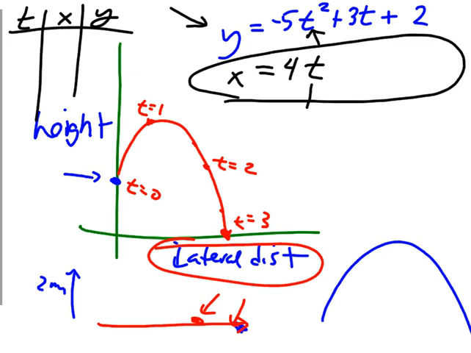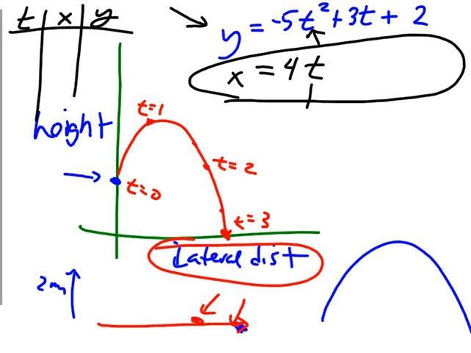Now, in these parametric equations, you'll have 2 of them. One will be for x, one will be for y. And then the other t that's buried in the equations is time. Now, it doesn't have to be time, but we're going to use time just because it'll make the most sense for you right now.